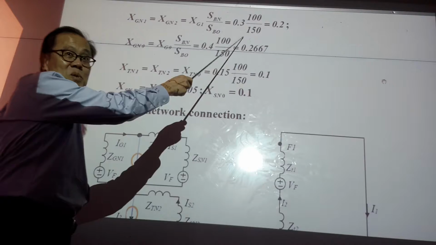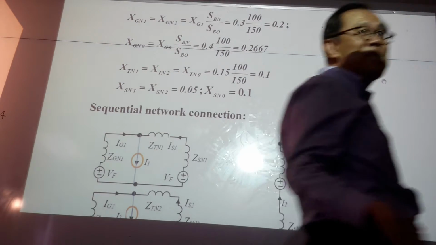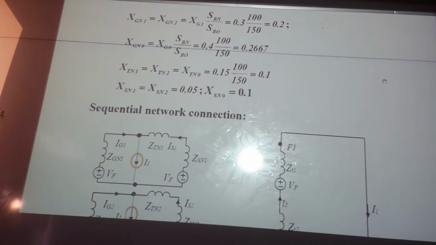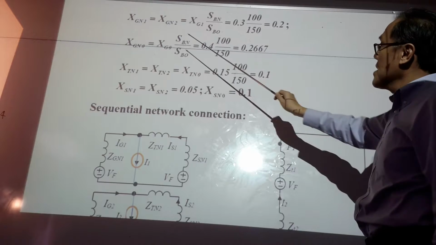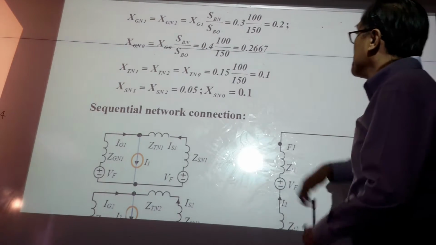We are very lazy. We don't write the formula anymore, because by this time you should know what per unit solves out. I feel as an instructor I have spent so many hours to teach you. So this is the conversion. We have converted every value.